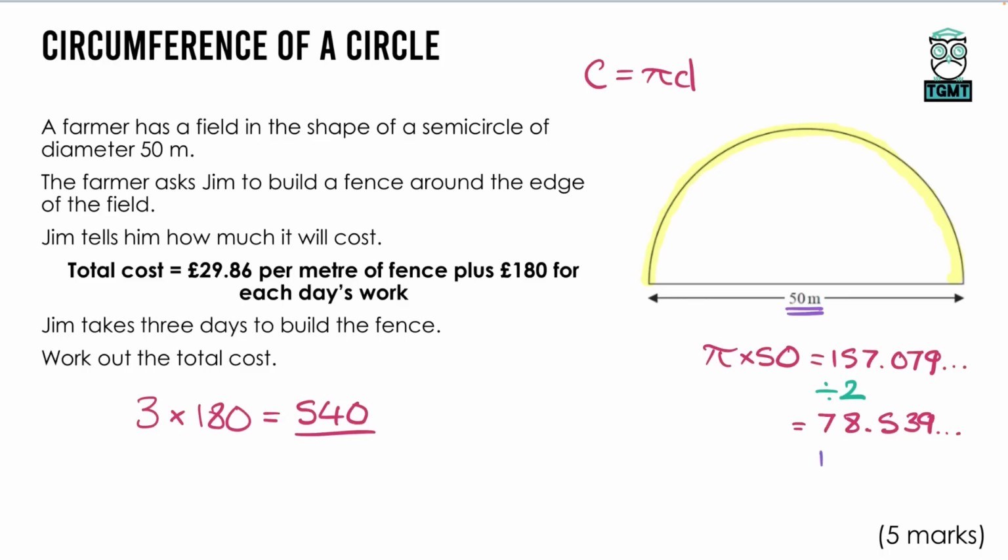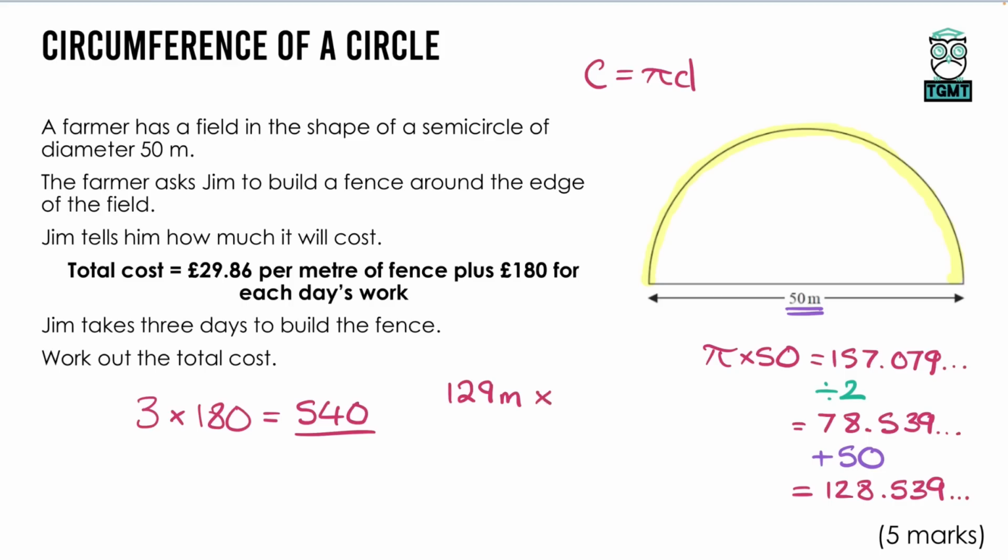We also have to add on this additional 50 metres, so we're going to need to add 50 to our answer to get the total distance around this field. So add 50, and we get an answer of 128.539 and a few more decimals. Now it doesn't really say in this question as to whether we could buy part of a metre. So for this one, we would round this up to 129 metres. So we're going to need 129 metres.